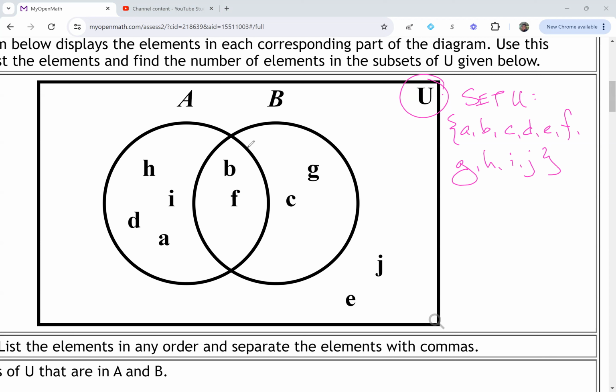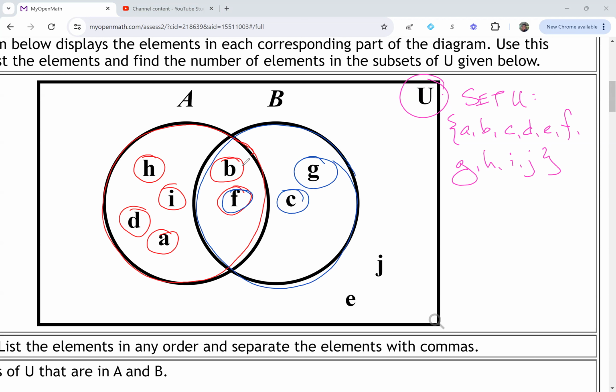Now, here are the ones that are inside set A, all right? So we have H, D, A, I, B, and F. But I could also look at all the ones that are in set B, okay? So set B would be over here. I have G, C, F, and B. And then I have some items that are in neither. And so if I look at this, I've got J and E kind of hanging out.